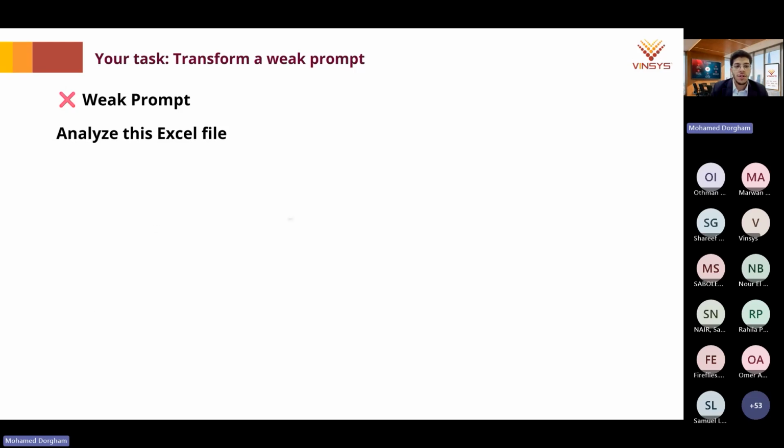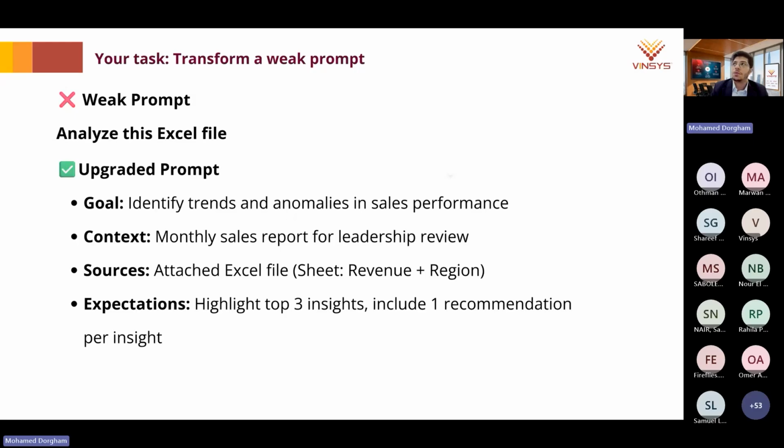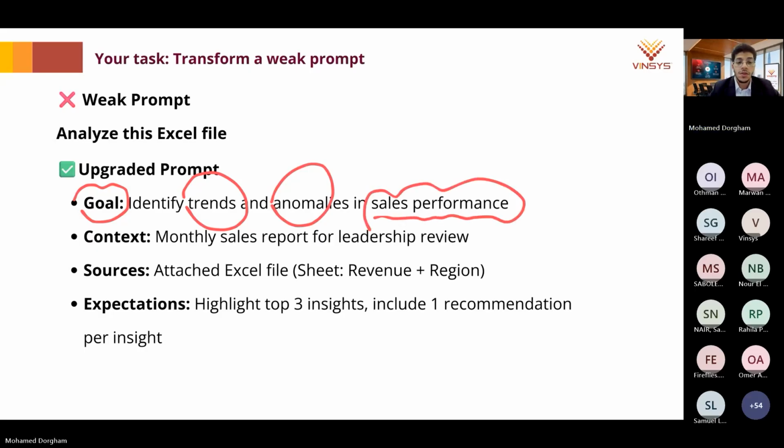So of course, it's a very weak prompt. It's even for me weaker than the previous one. Now, this is the upgraded prompt. In the upgraded prompt, I am more specific. What is the goal for me? The goal is to identify trends and anomalies in sales performance. So see, I'm now more specific, more clear, more accurate, and on the point.